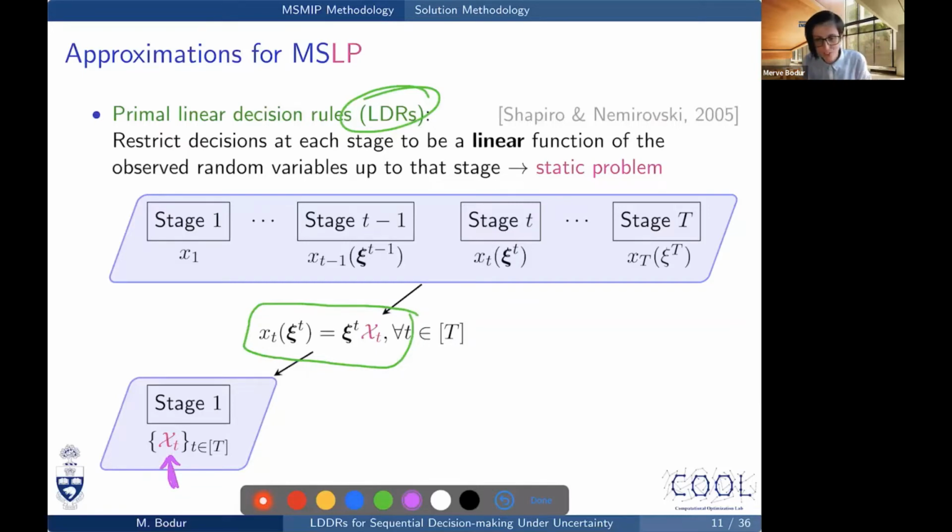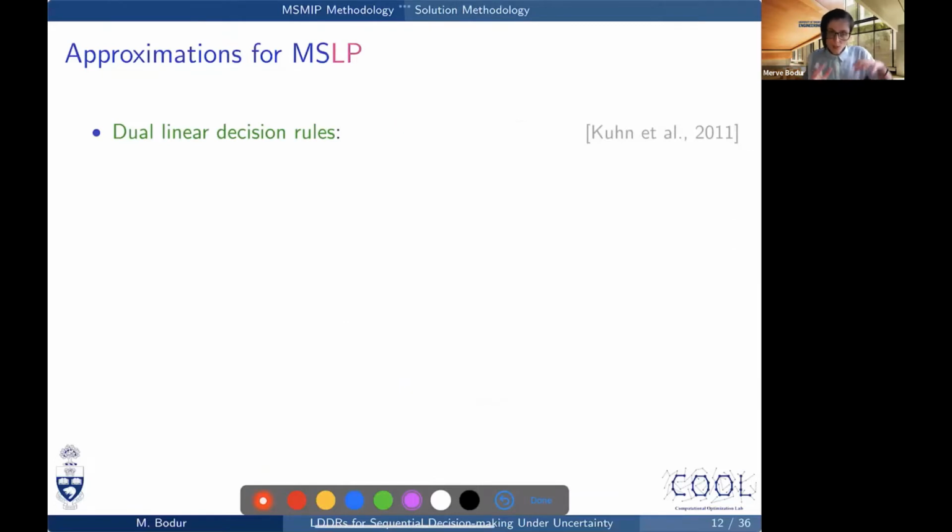So if you are working on machine learning, this is more like a linear regression type of approach. And these variables are deterministic, and I will be referring to them as LDR decision variables. So instead of now working with these functional type of decision variables, you will create this finite set of deterministic decision variables, and accordingly, the single-stage problem you will solve to find the best values for them. So this is on the primal side.